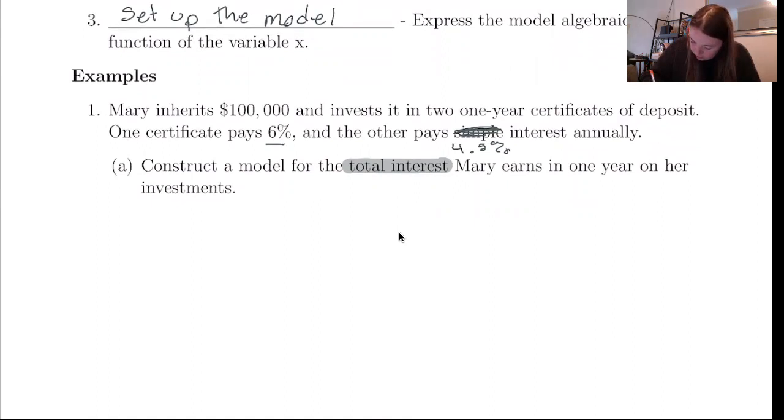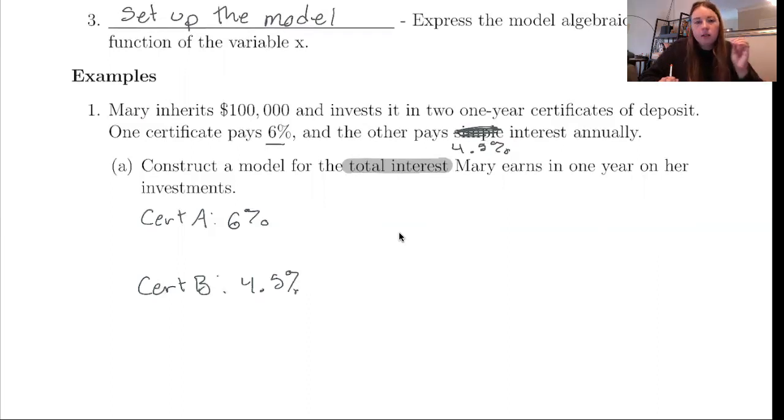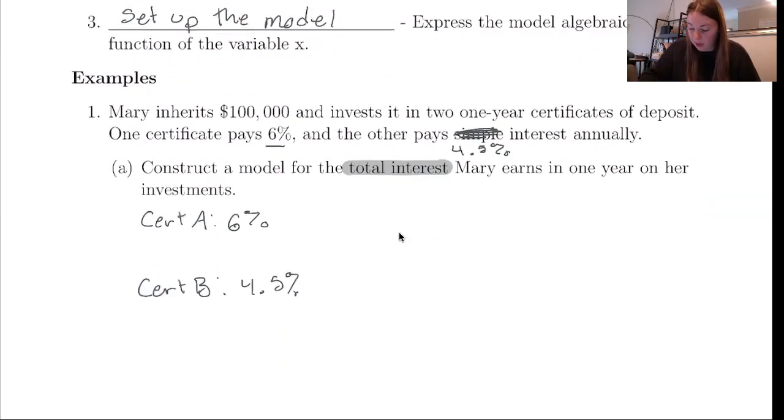So let's call certificate A the 6%, and we'll call certificate B the 4.5%. This question isn't clear, but she's putting amounts into each of them. So she's going to split up how much she puts into certificate A and certificate B from that $10,000. So our first step is to choose the variable x.